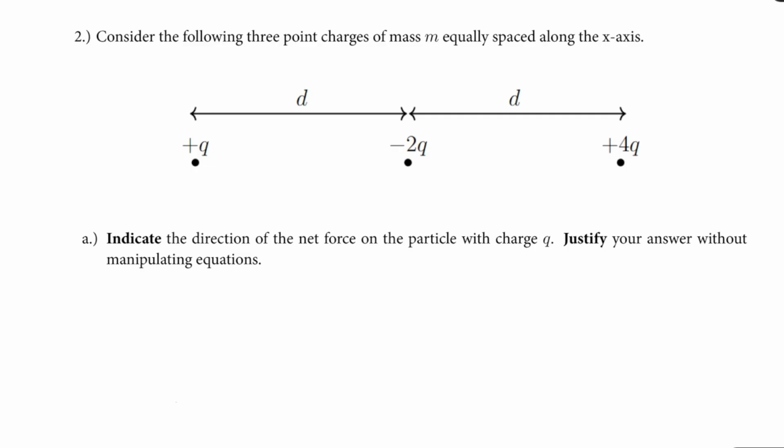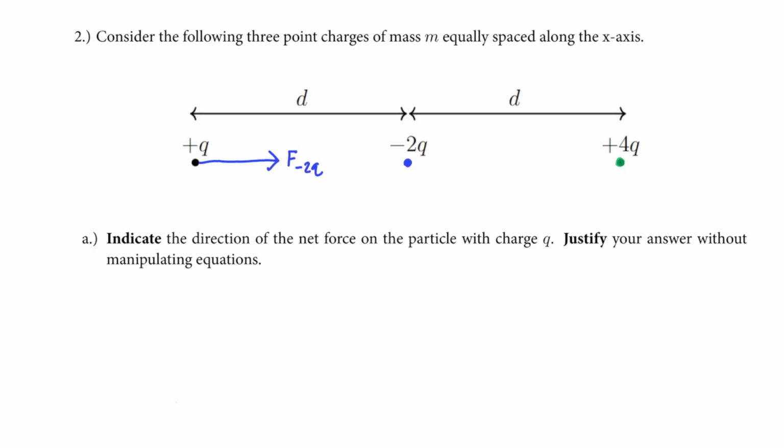So, first of all, I know that the net result is going to be the vector sum of the forces from each charge. So I do know that due to the rules of attraction, the negative charge is going to attract the positive because opposites attract here. So this is the force from the minus 2q. And then we also have the force from the plus 4q that's repulsive.